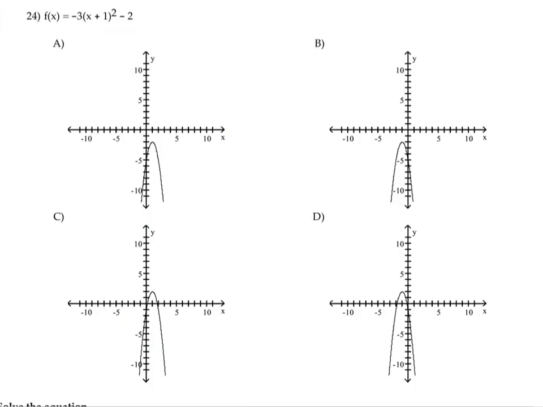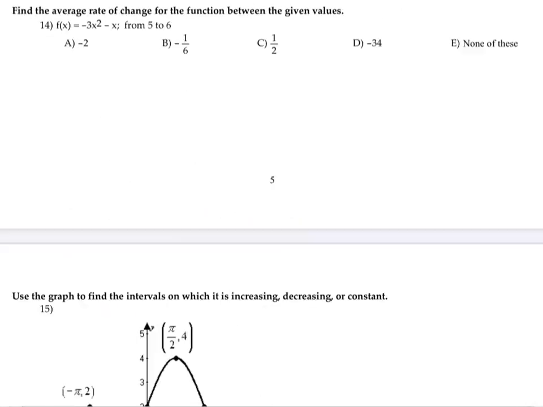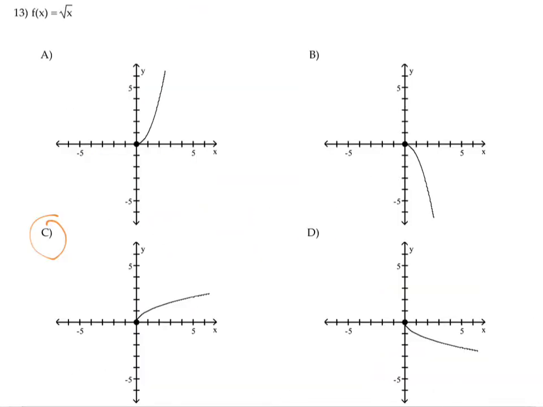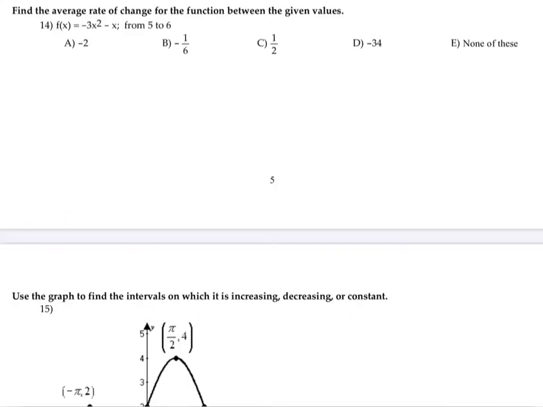Available for you. And let's come on back. So we did answer that one. It's C there. All right, let's try this and find the average rate of change of the function between the values. So we have f of x equals minus 3x squared minus x from 5 to 6.